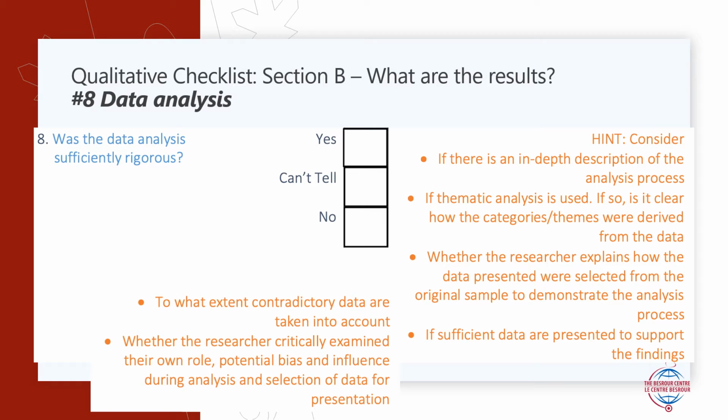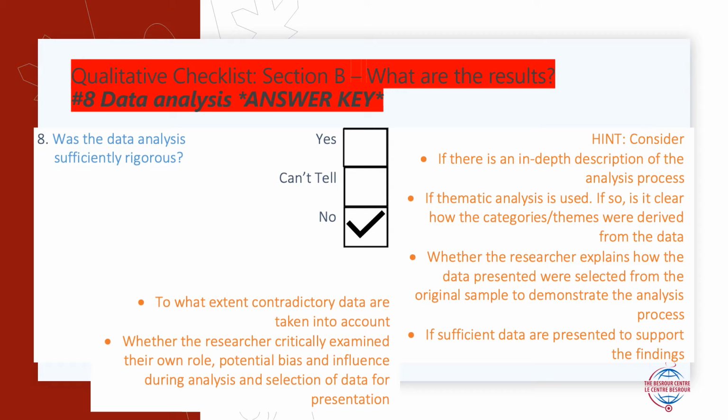We want to make some reflections on whether sufficient data are presented to support the findings, and understand if there were any contradictory data. There usually are, and how they were taken into account. And we also want to know whether the researchers critically examine their own role, because there is a potential bias or potential influence both during the data collection phases, but also during analysis or selection of the data for presentation.